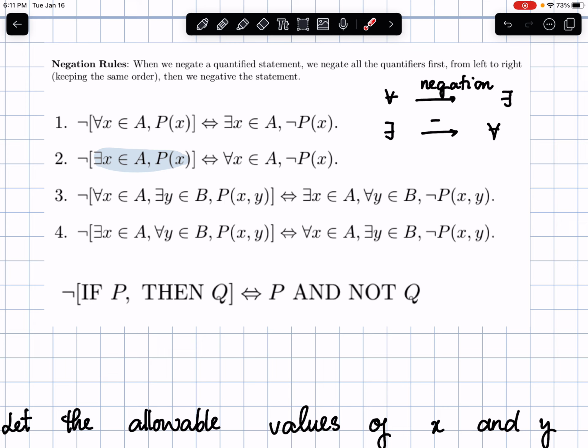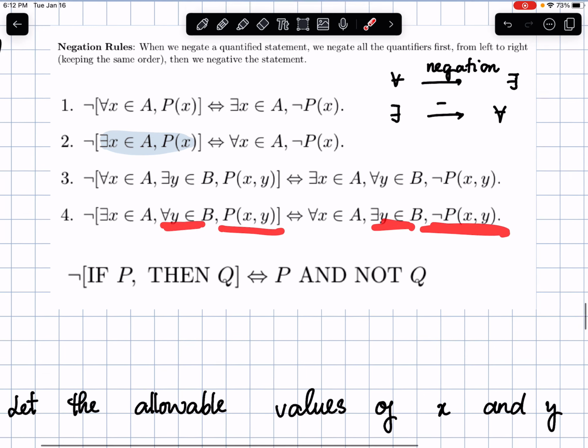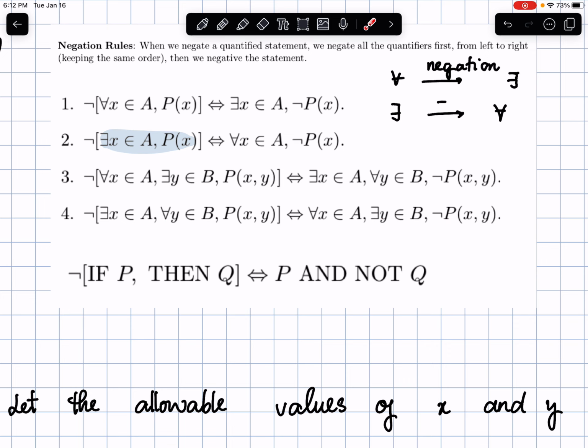Another example: there exists x in A, for all y in B, P x y. The negation would be for all x in A, there exists y in B such that not P x y. And the last rule is that the negation of a statement if P then Q is P and not Q.